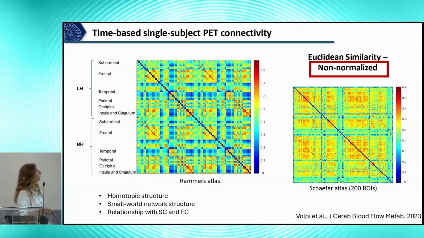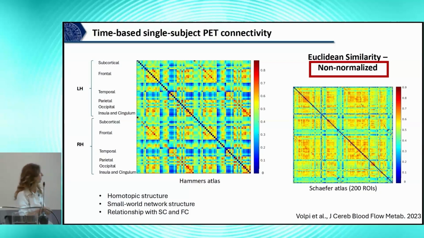Okay, PET connectivity, in this case, the measure is not correlation, but Euclidean similarity. We don't need any normalization. We published this. And we can apply it on different types of atlases, as well as provide something in a more detailed atlas.